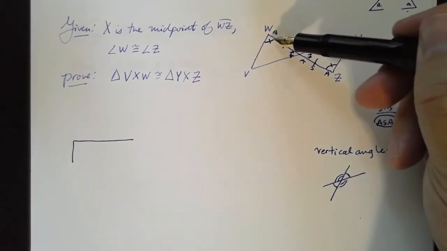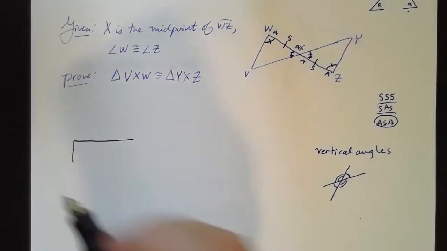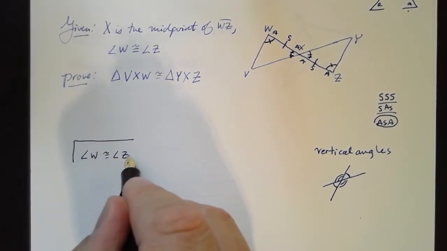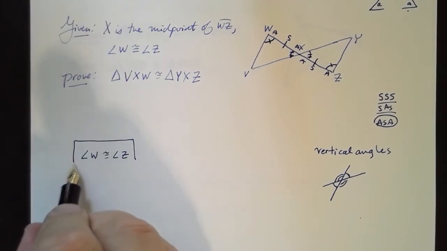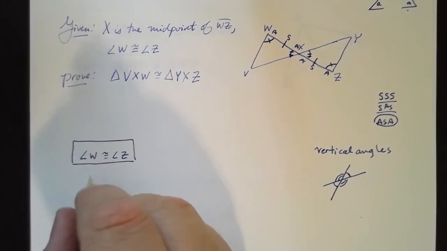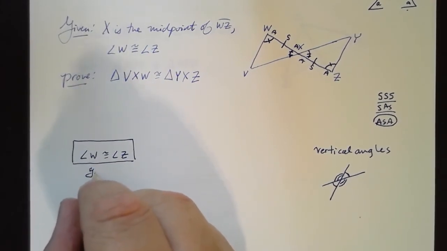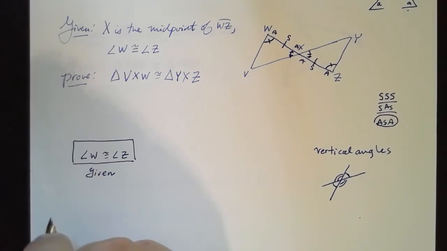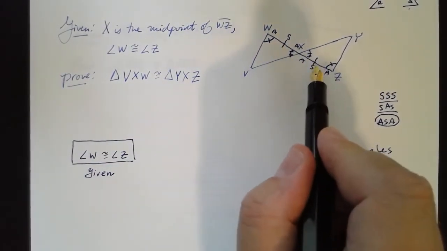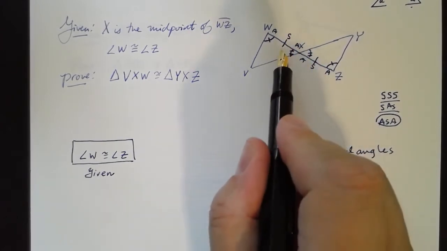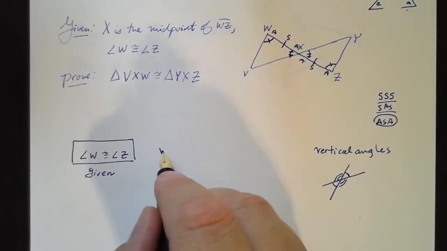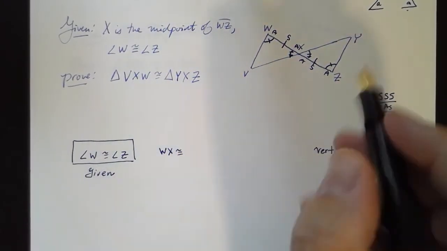So my first pair of angles is angle W and angle Z. So I have angle W is congruent to angle Z. I close that box. And the reason I know that goes underneath. The reason I know those are congruent is because this is a given piece of information. My pair of sides is this pair with these tick marks. I'm taking this tick mark information here and here and writing it in the box. So I have WX is congruent to ZX.